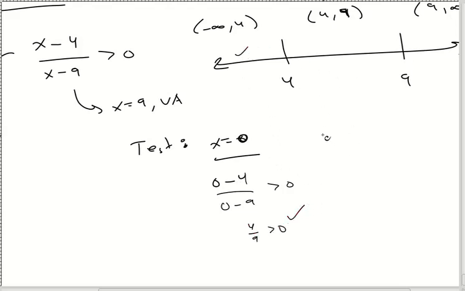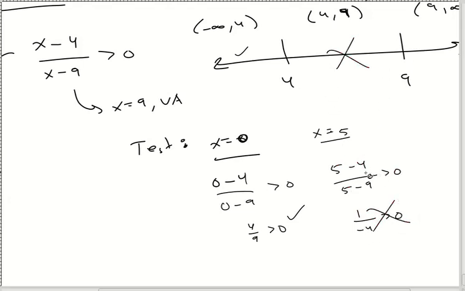Okay, what's an easy number over here between 4 and 9? Let's say 5. That's an easy number. 5 minus 4, 5 minus 9. So I got 1 divided by negative 4. Is that greater than 0? No. So that's not going to work.